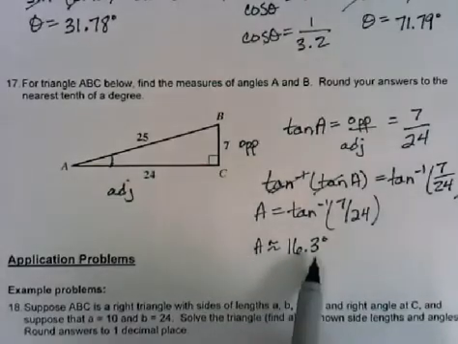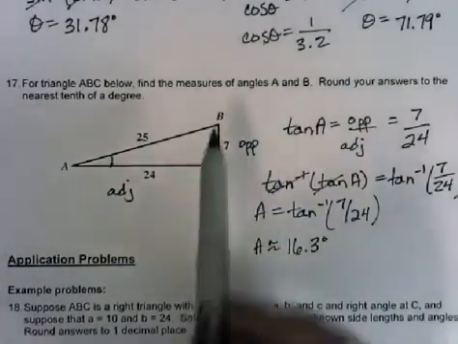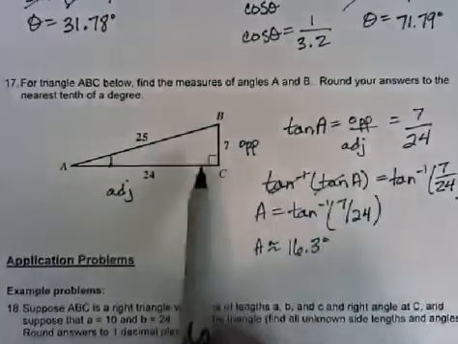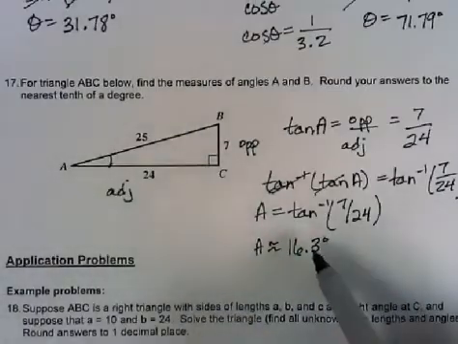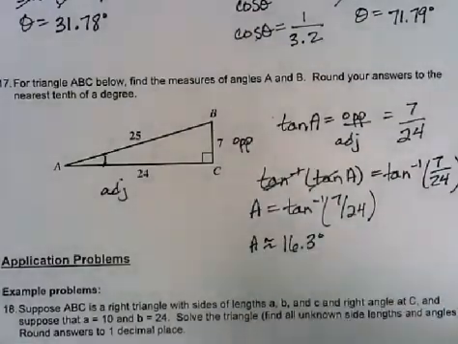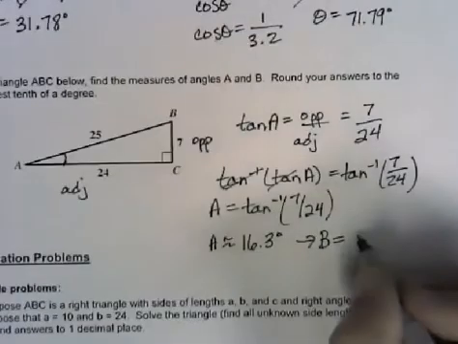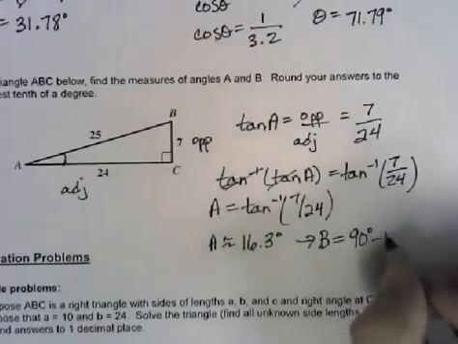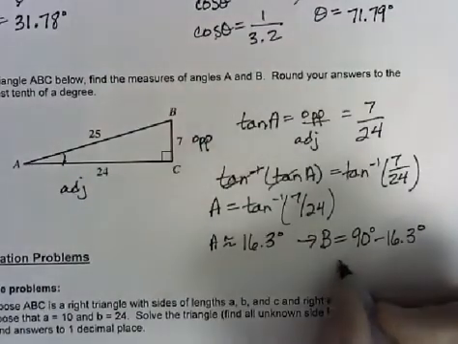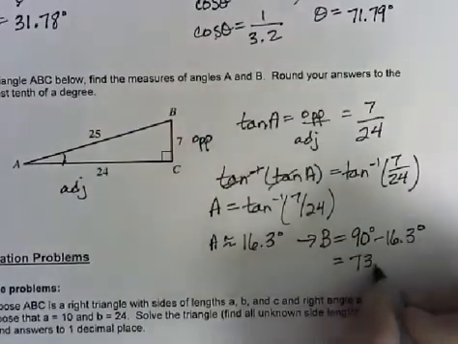Now, if we wanted to find angle B the same way, we could do another trig ratio to find that. But we do have a right triangle. We've got two of the angles, so we can always find the third. So to find B, we can just take 90 degrees minus our 16.3, which would give us 73.7 degrees.